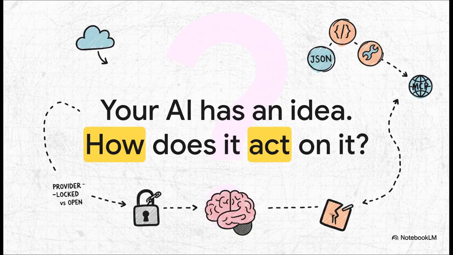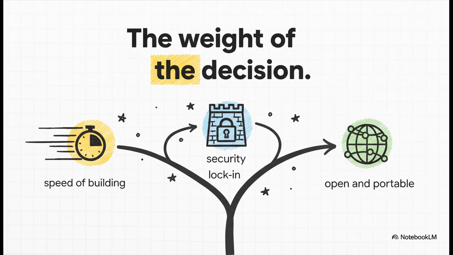So let's start with this fundamental question, right? Your LLM is amazing. It can brainstorm, it can reason, it can come up with a plan, but an idea is useless if it just stays inside the model. We need to give that AI hands and feet, a way to actually interact with APIs, with your databases, with real-world services. And make no mistake, this is not a small choice you can just change on a whim.